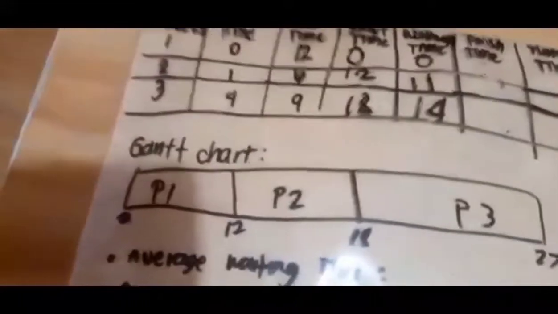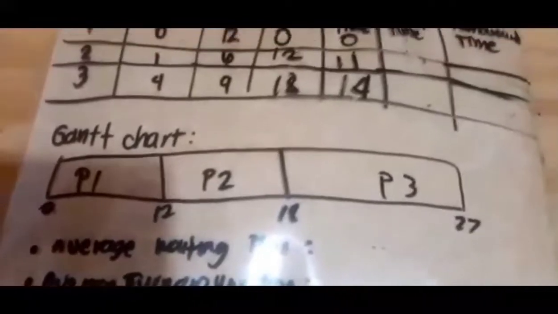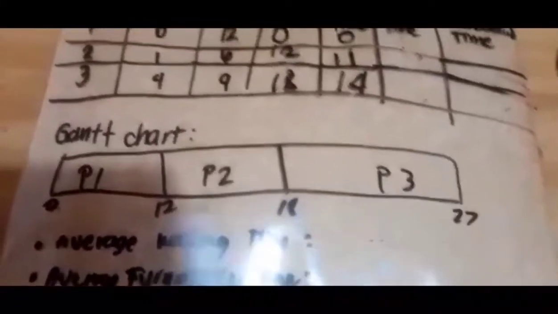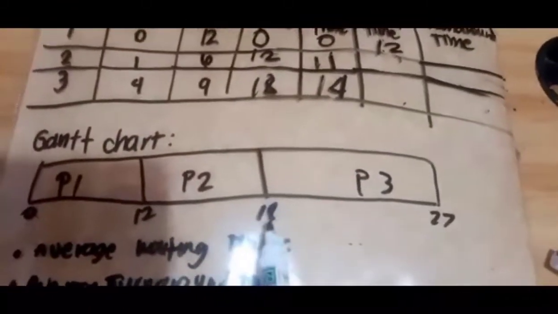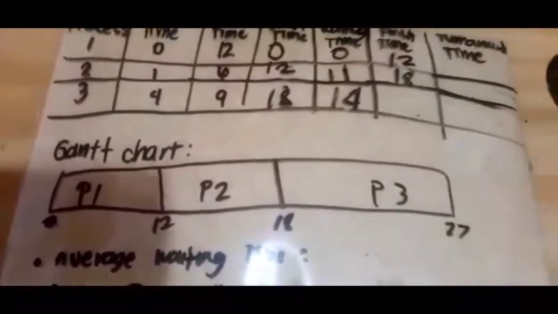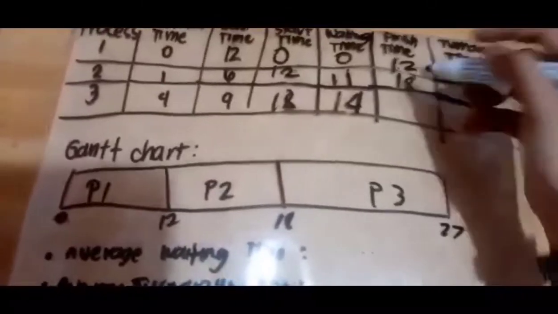For the finish time, we're just going to look at the Gantt chart to see where each process finishes. The finish time for process 1 is 12. The finish time for process 2 is 18. The finish time for process 3 is 27.